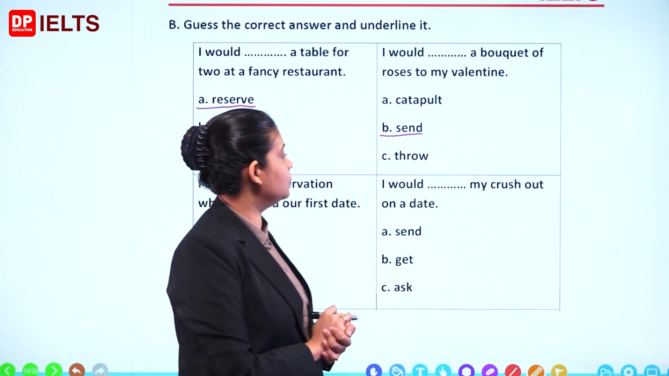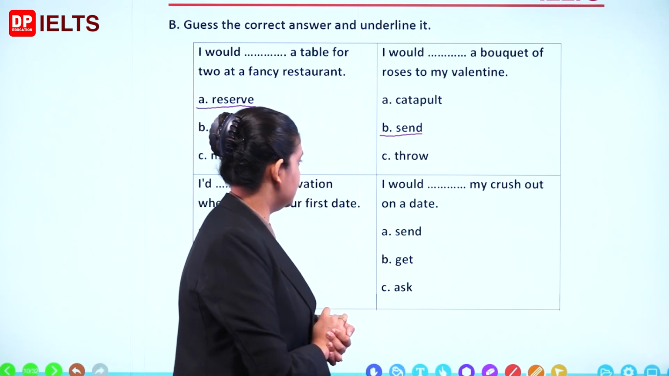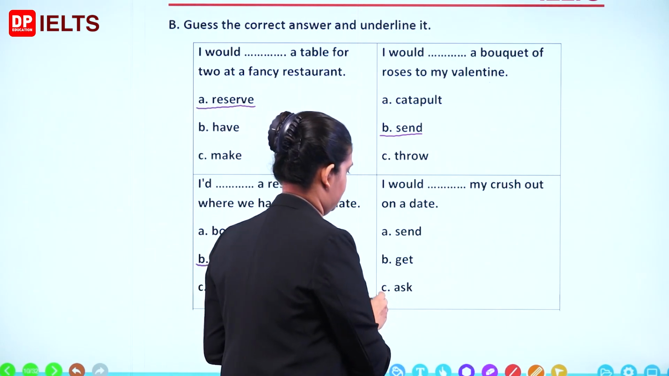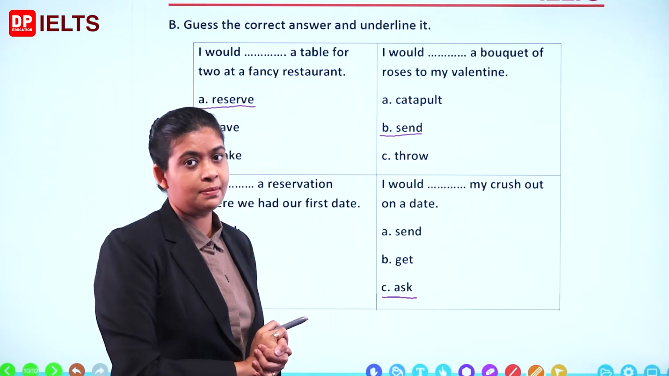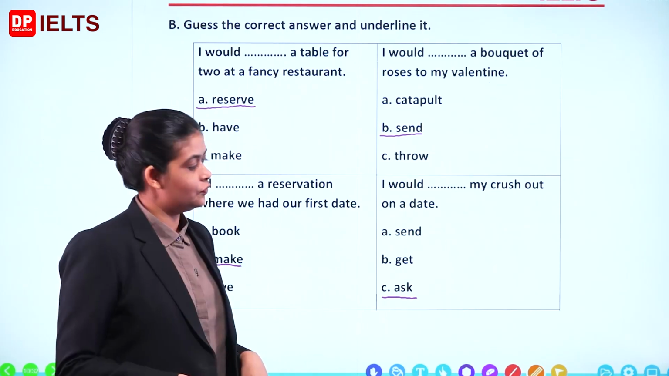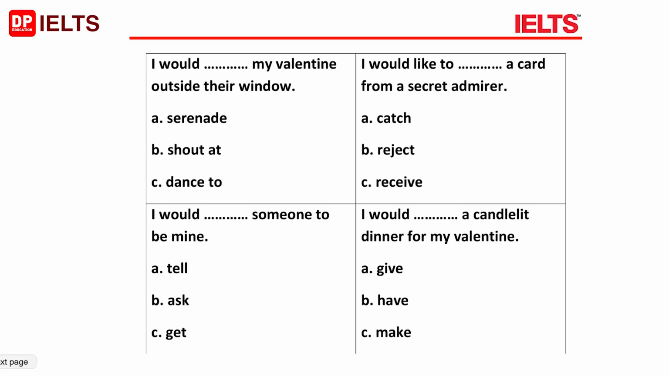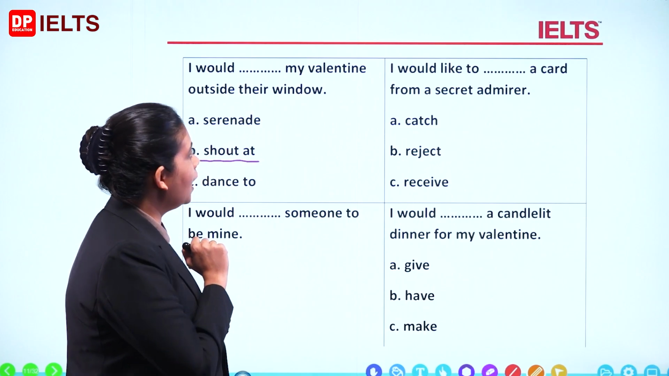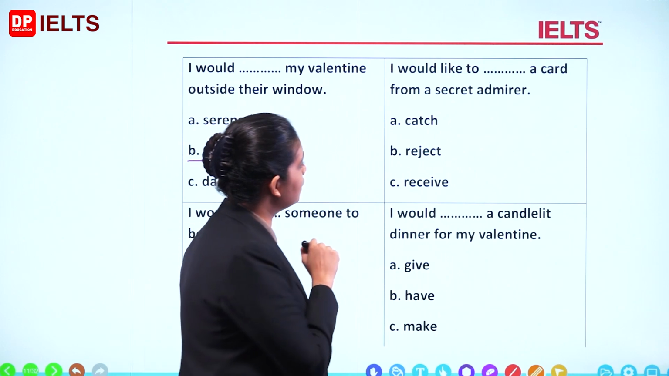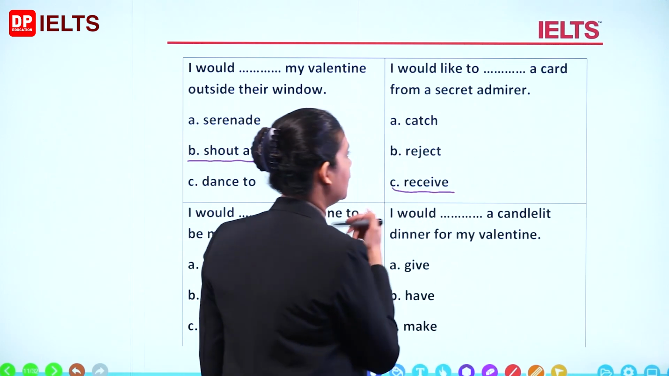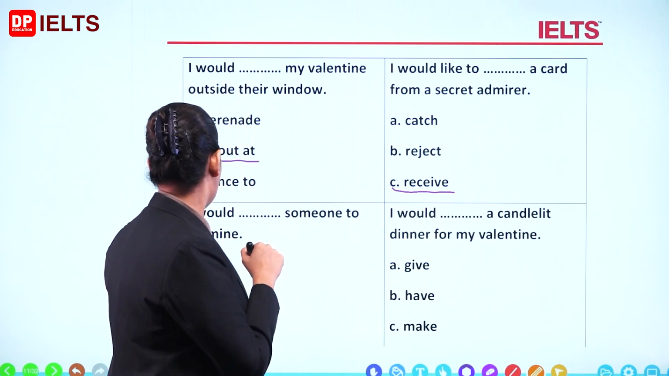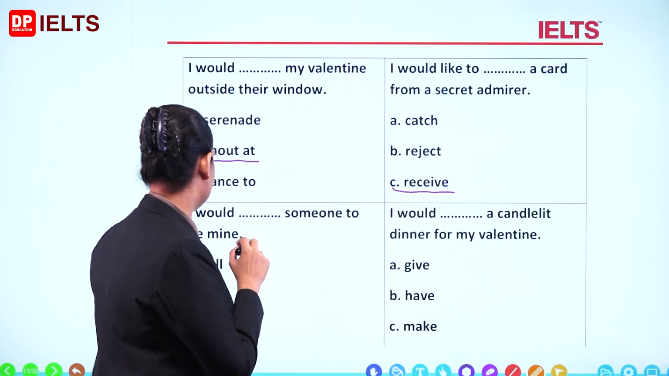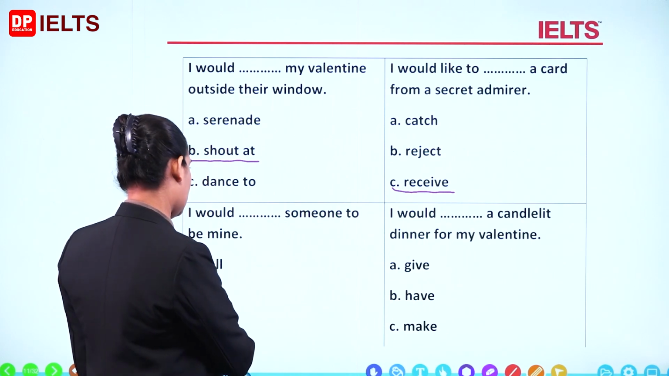Next one, I would ask my crush out on a date. I would ask. Okay. I would ask my crush out on a date. Right. So having a look at the next one. I would shout at my Valentine outside their window. Okay. I would like to get a card from a secret admirer. Man කැමති secret admirer කෙනෙක්ගෙන් card එකක් ලැබෙනවා නම්. I would ask someone to be mine. I would ask someone to be mine.